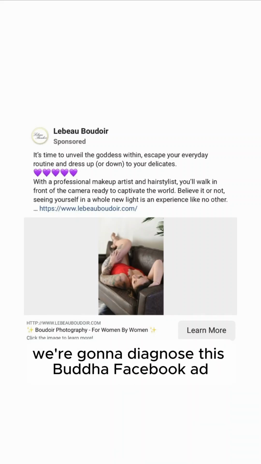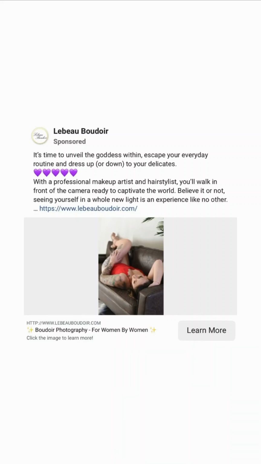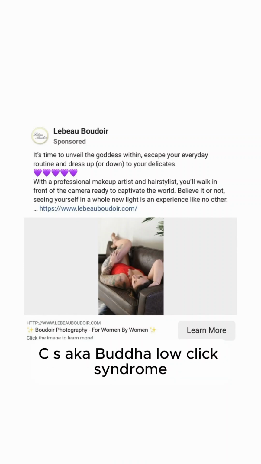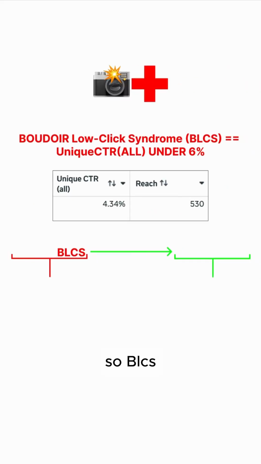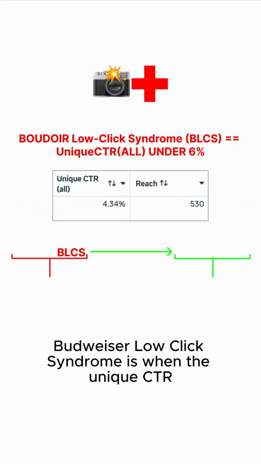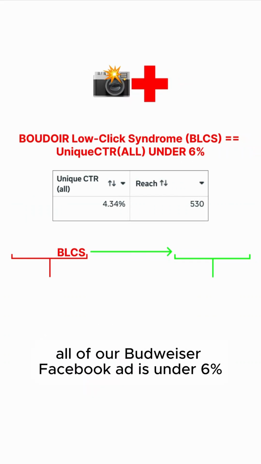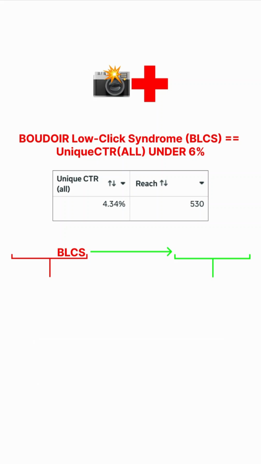All right, y'all, we're going to diagnose this Boudoir Facebook ad, see if we believe it has BLCS, aka Boudoir low click syndrome. So, BLCS, Boudoir low click syndrome, is when the unique CTR on our Boudoir Facebook ad is under 6%.